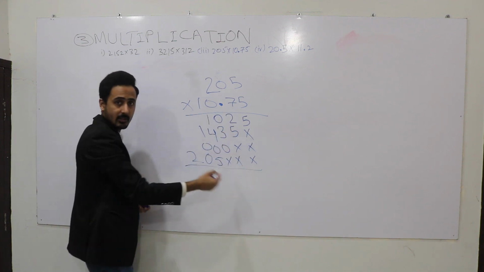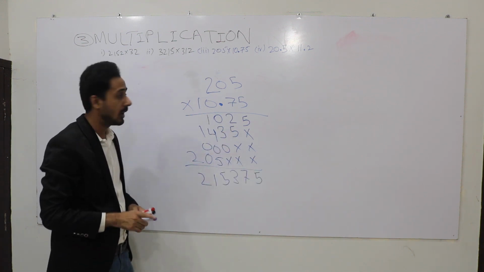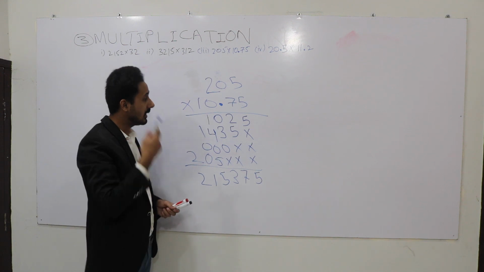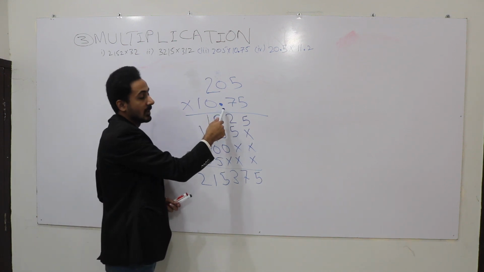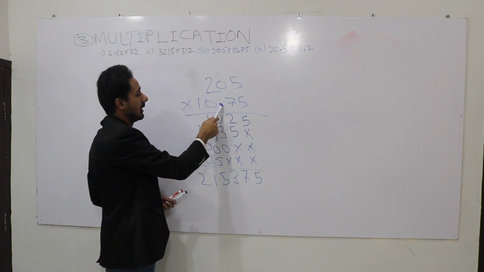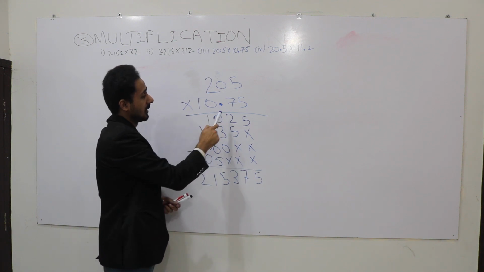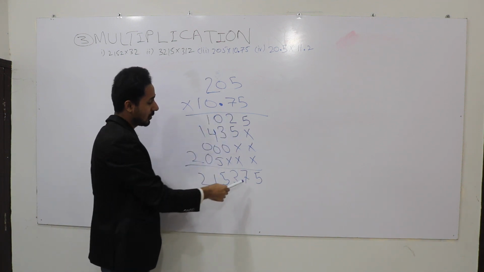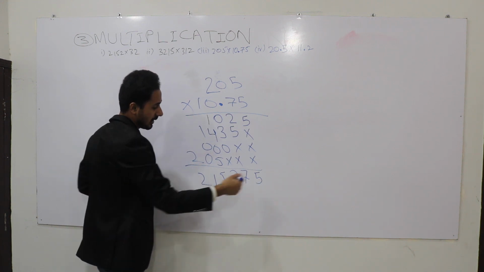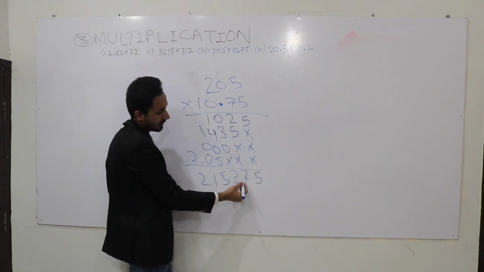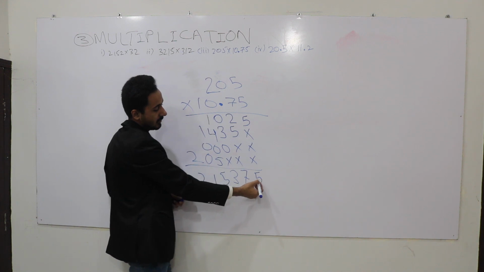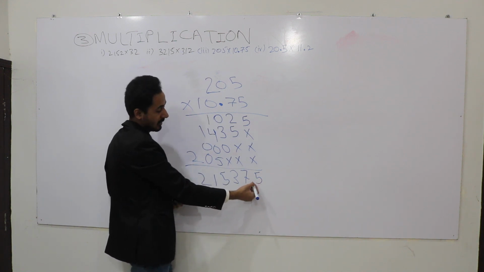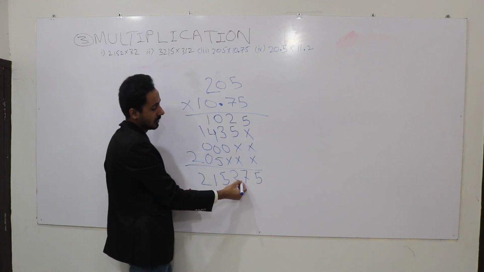Now we will add these numbers. Now we will see how many digits are after the decimal point. There are 2 digits after the decimal point. So we will do what? Here we will write a decimal point after 2 digits starting from right to left. 1, 2. So we will write the decimal point here.